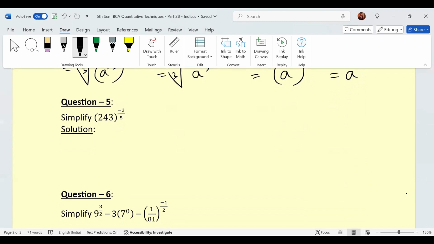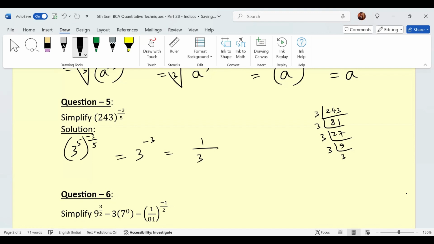Simplify 243 to the power of minus 3 by 5. 243's factorization will give us 81. If I divide by 3, if I divide again by 3, 27. If I again divide by 3, 9. If I again divide by 3, it is 3. So that means 243 is nothing but 3 power 5, to the power of minus 3 by 5, which is 3 power minus 3. 5 and 5 get cancelled. That is nothing but 1 by 3 cube, which is nothing but 1 by 27. That is the solution.